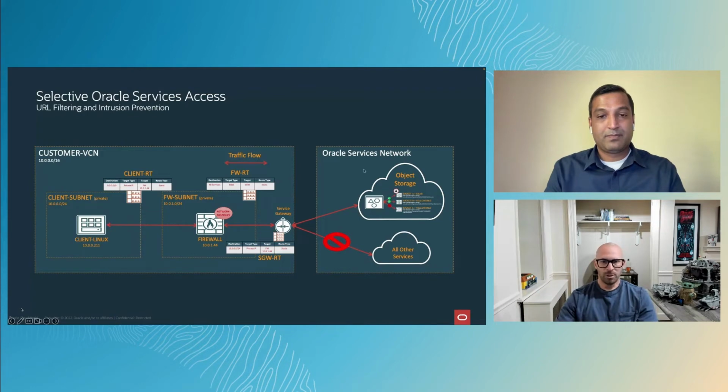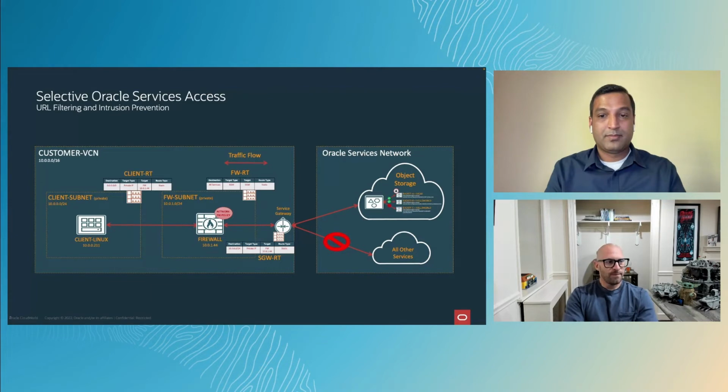There must be reachability to the Oracle services privately via the Service Gateway, which by default allows access to all services. Our customer wants access only to the object storage service and only to configured buckets A and B.